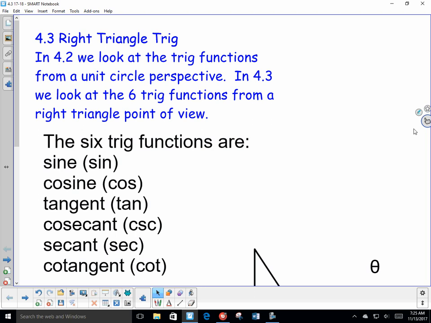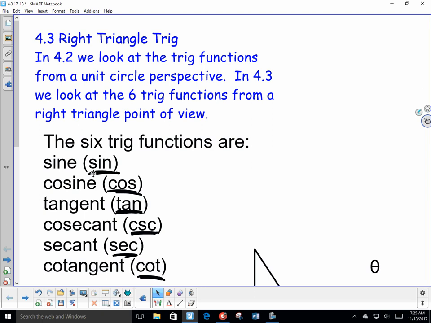The abbreviation for sine is always S-I-N, but it's just pronounced sine, not sin. The abbreviation for cosine is C-O-S, but again, when you see that, we say cosine, we don't say cos. The abbreviation for tangent is T-A-N, but we say tangent. The abbreviation for cosecant is C-S-C, but you'll say cosecant. When you see SEC, that's the abbreviation for secant, and you say secant, and the abbreviation for cotangent is COT, but again, you would say cotangent.